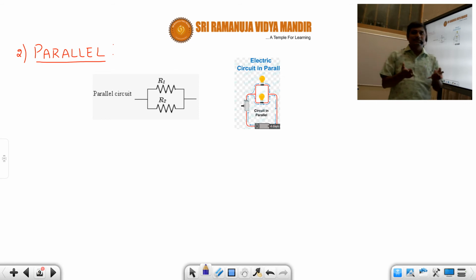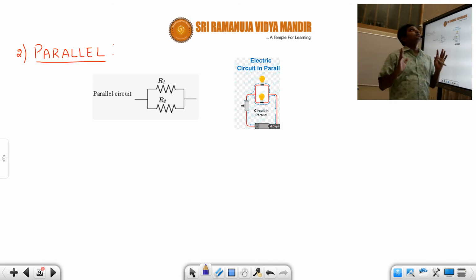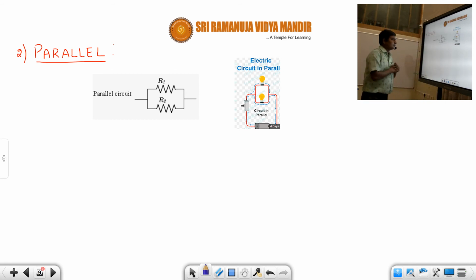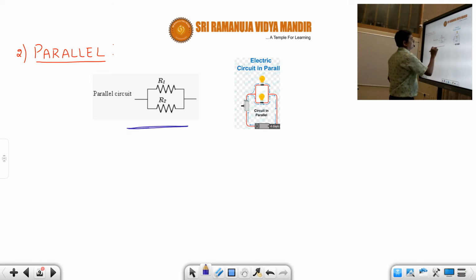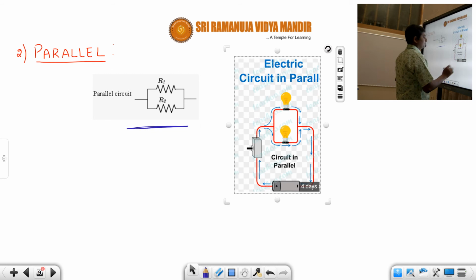Suppose if they were in series, the moment you switch off the fan, the tube light also would go. So that's why, in our household circuits, whatever circuits there are, all are connected in parallel. Therefore one circuit will not affect the other one. Okay, students. So here you can see clearly a parallel circuit. For example, this is the way in which two resistors are connected in parallel. If you want to understand more clearly, you can see this diagram, students.